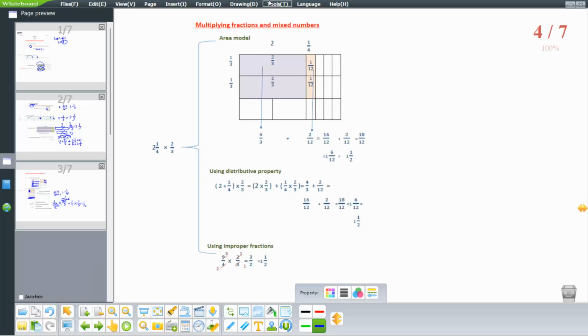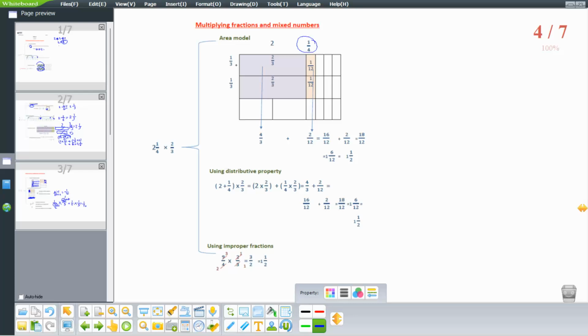Okay, multiplying a fraction and a mixed number. Okay, 2 and a quarter times 2 over 3. Here we have the first strategy, the area model. We have here 2 and a quarter. Okay, 2 as a whole and a quarter. Here we have 4 parts and this is a quarter. This is a quarter. Okay, 2 and a quarter.